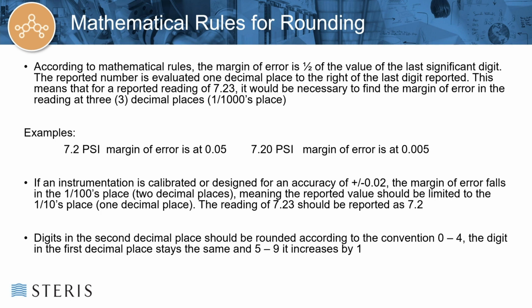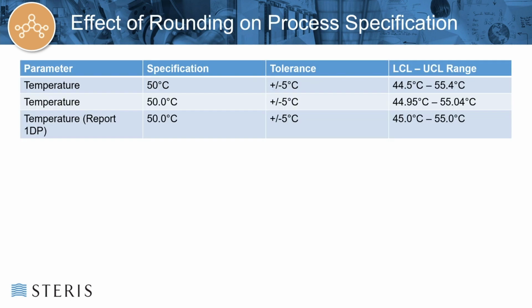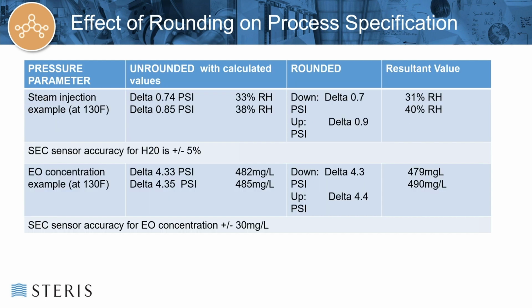Another company said, oh, our specification is 50.0 with a plus or minus 5. So they had their lower control limit at 44.95 and their upper control limit at 55.04. Again, adding extra decimal places is not going to help us.